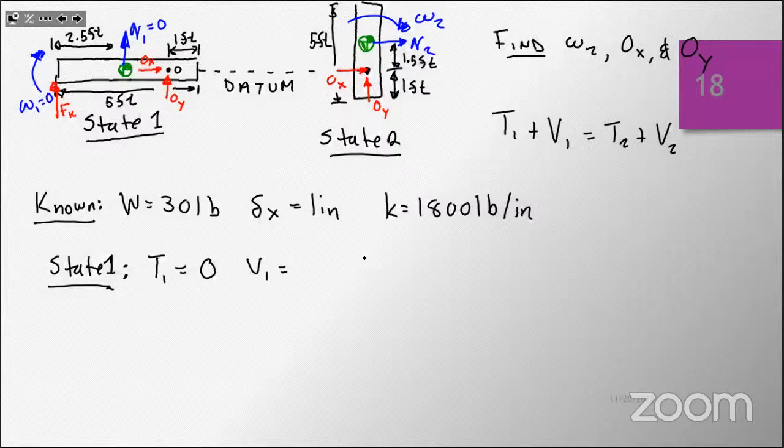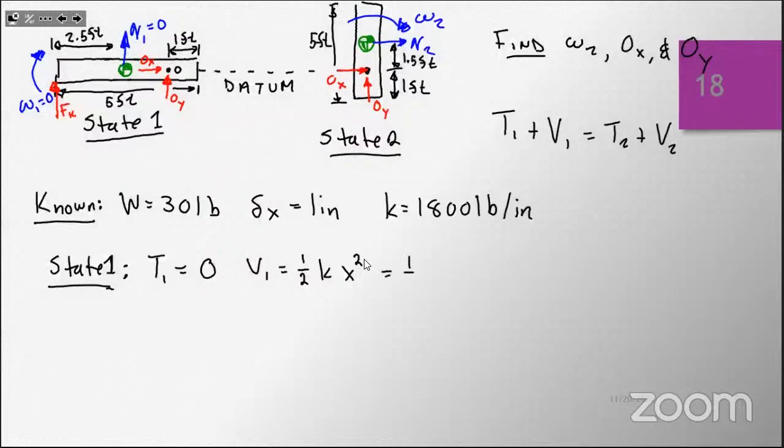There it is. 1/2 kx squared. We know k. It's not really x though, right? It's delta x. It's how much have I compressed that spring, which we have.